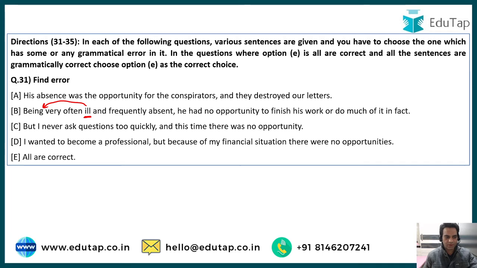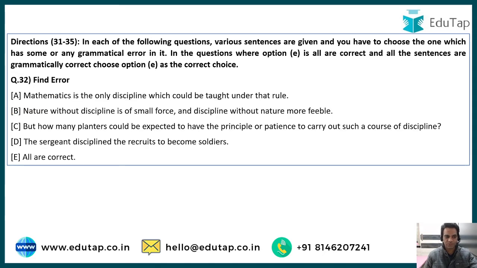But let's read the other options, guys. But I never asked questions too quickly and this time there was no opportunity. I wanted to become a professional, but because of my financial situation, there were no opportunities. I think all the other options are correct. B is the erroneous sentence here. So you may face such questions in the exam and you should be ready for them, guys.